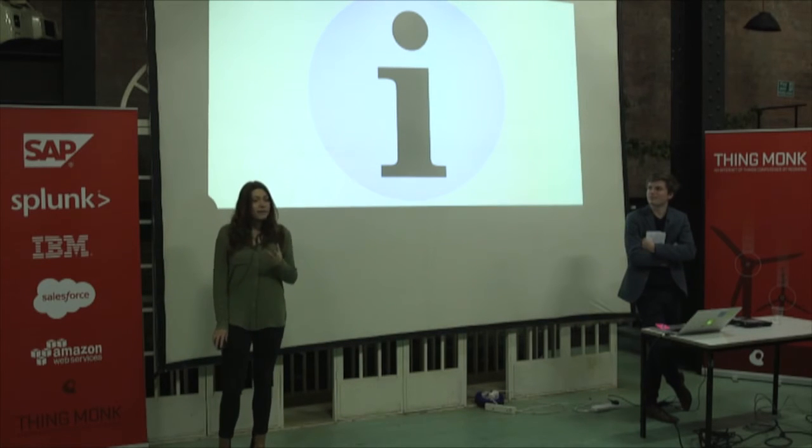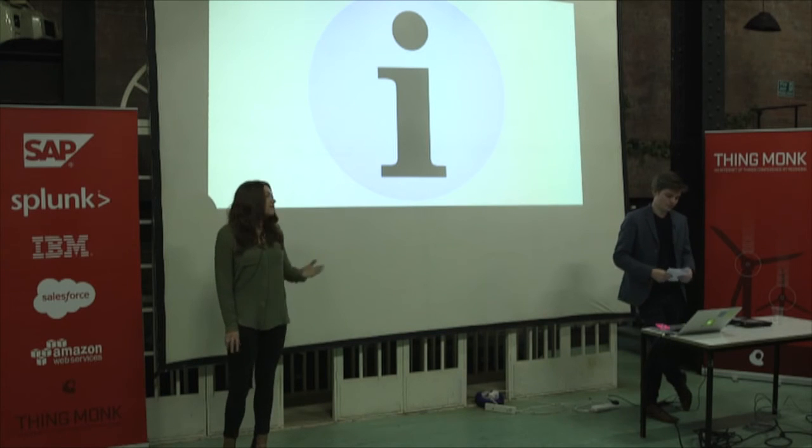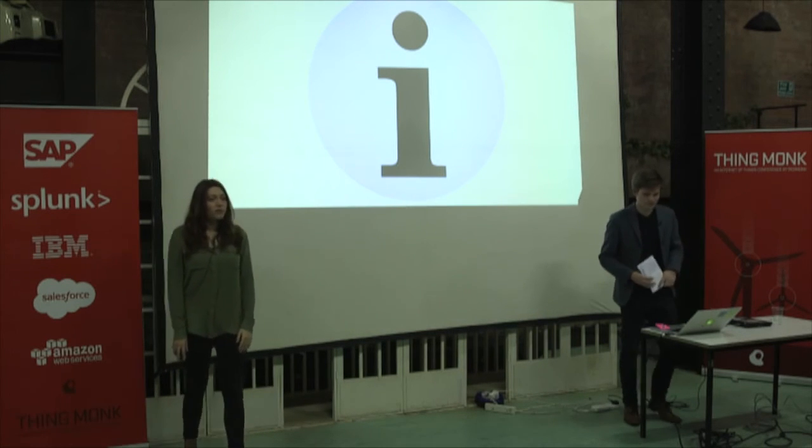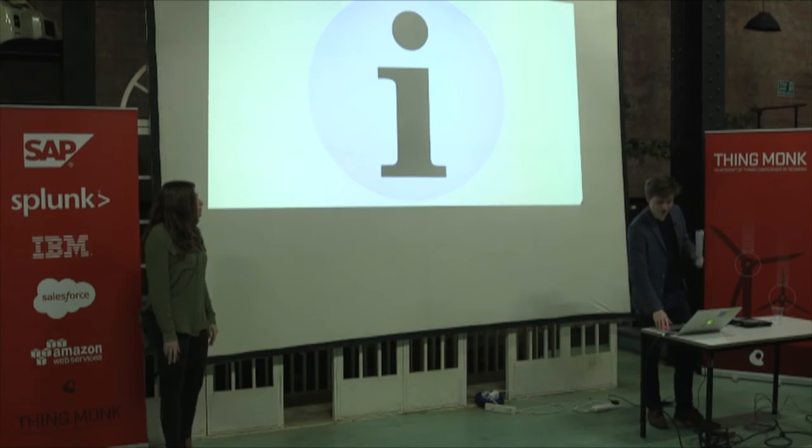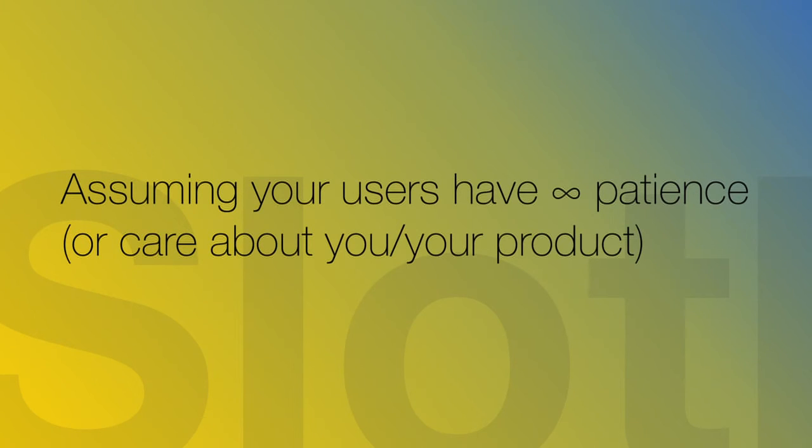This comes, again, down to using the correct terminology. It's something Claire mentioned: you have to make sure terminology is consistent throughout every level, UI, API and the actual product as well. Keeping that consistent is really important. So our final sin is sloth, or assuming that your users have infinite patience, or any patience, or care about you or your product.